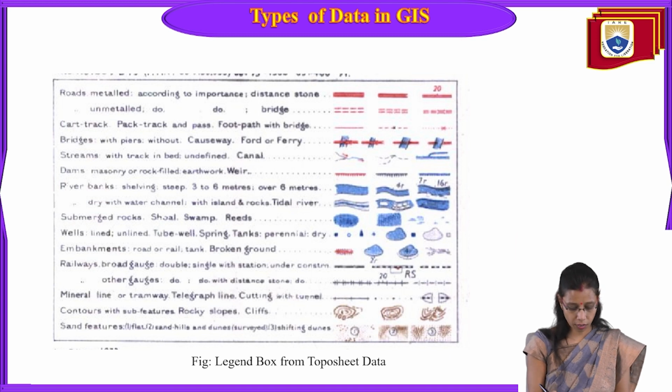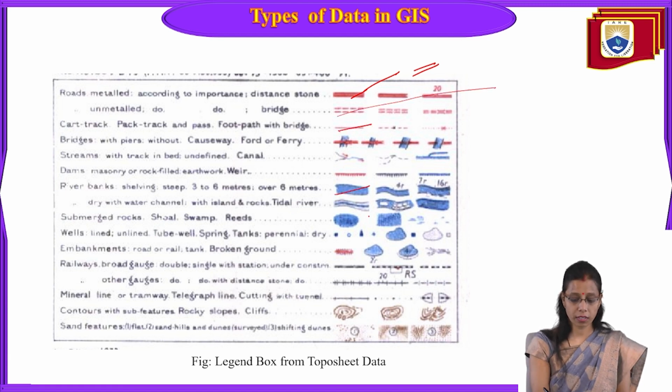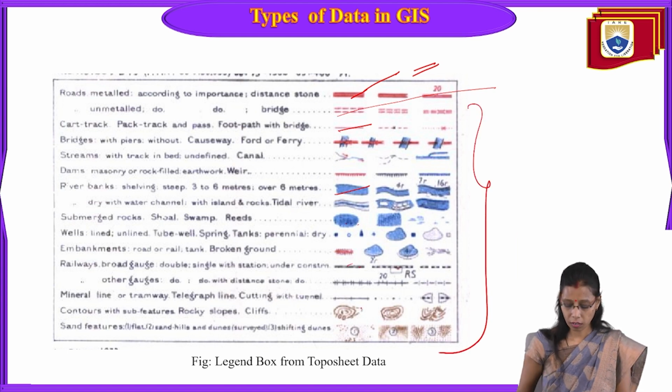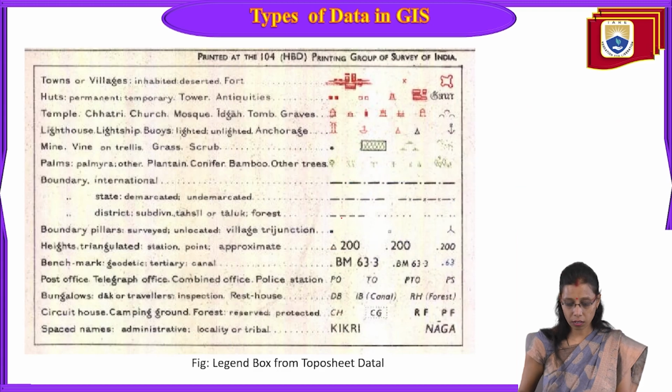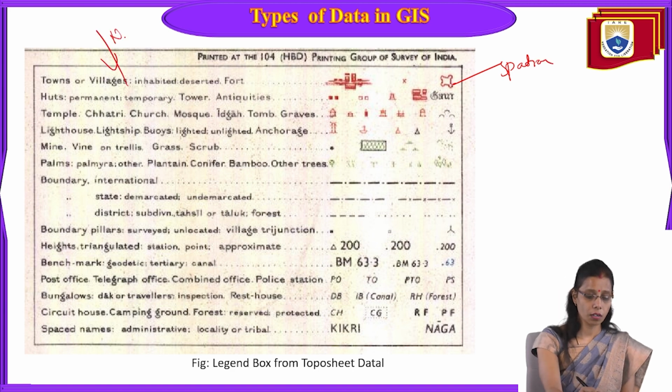Now this is the legend box. Here in the legend box you may find a lot of information related to the topo sheet. In this topo sheet you see this is the symbol given for roads. This is the symbol given for different types of road. For bridge it is given. For rivers it is given. Whatever symbols you can see here, all these symbols will be displayed in the topo sheet. This is the spatial information and this is the non-spatial information.